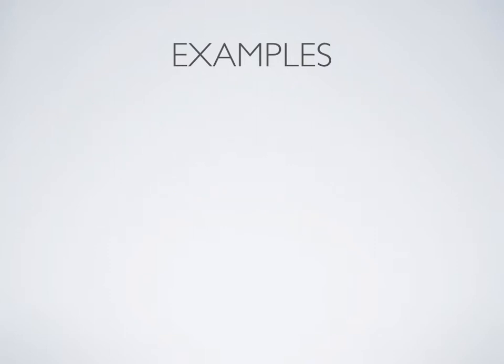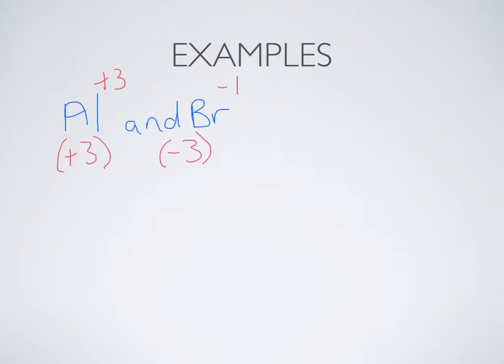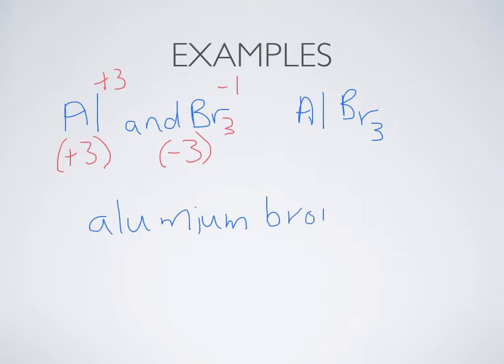Let's do another example. What if I'm aluminum and bromine? Aluminum has a charge of +3, bromine's -1. Therefore, my overall charge has to be +3 and -3. I don't need any more aluminum, but I do need 3 bromines. So therefore, I have AlBr3, which is known as aluminum bromide.